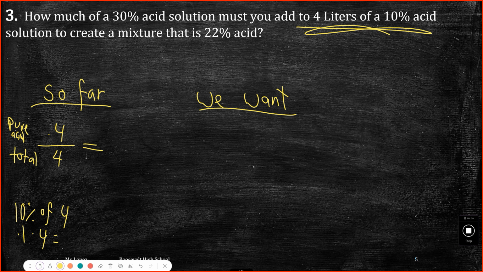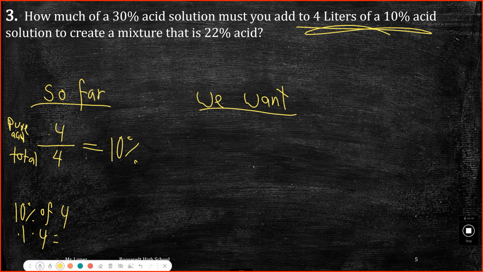What is 0.4 divided by 4? Huh? What is it? 0.1? So far we got what? Something that's 10%? We did have it.